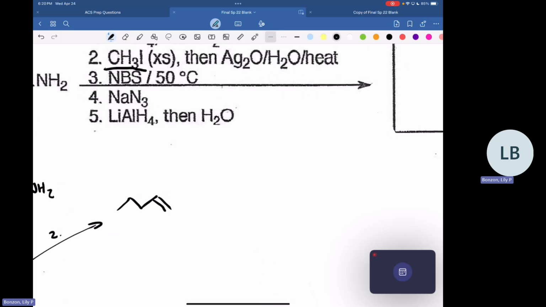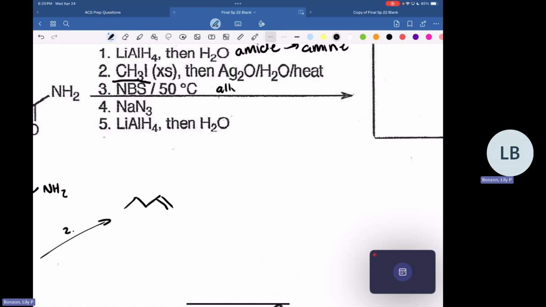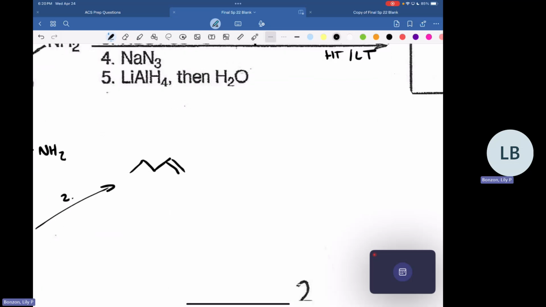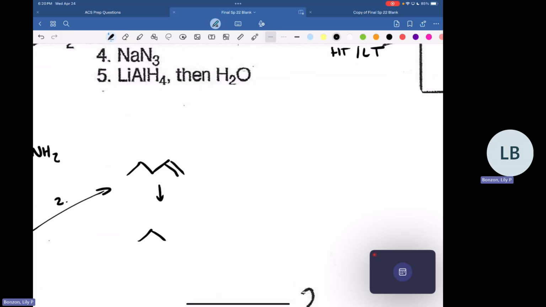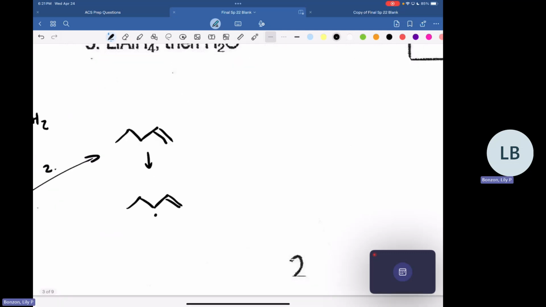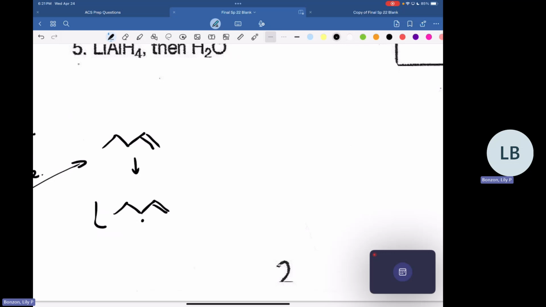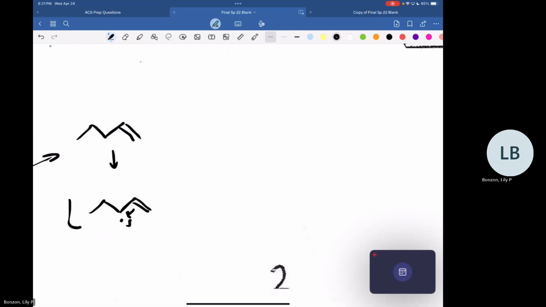This one is going to do the allylic bromination, but we do have to watch out for the heat because this one is going to be the high temp, low temp product thing. So what I like to do is draw the radical that forms first. That's going to form a radical at the allylic position. Then we can do our resonance with this structure to see what it's going to form.